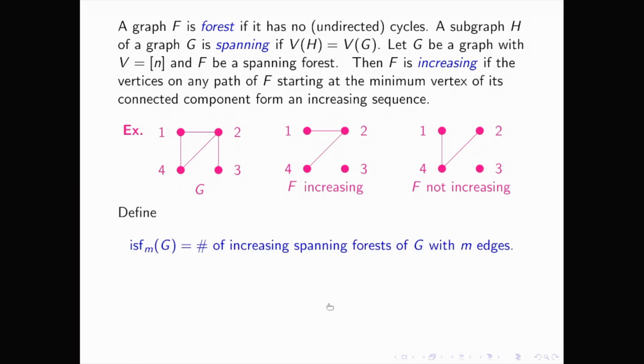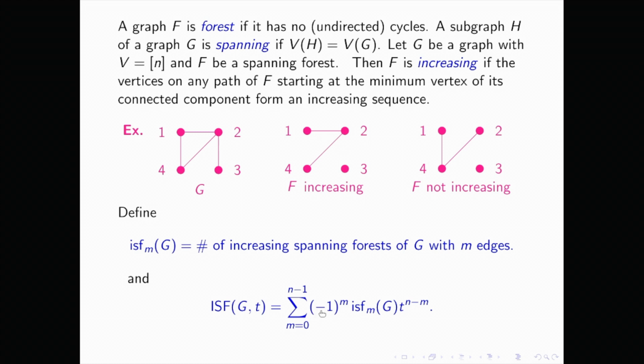And as we often do in combinatorics, rather than studying the number of such forests individually, we're going to put these into something called a generating function, which is a certain type of polynomial. So just to set up notation, ISF, which stands for increasing spanning forest, sub m is going to be the number of edges. So this is just the number of increasing spanning forests in my graph that have exactly m edges. And then I turn this into a polynomial, which I'm going to call capital ISF of G.